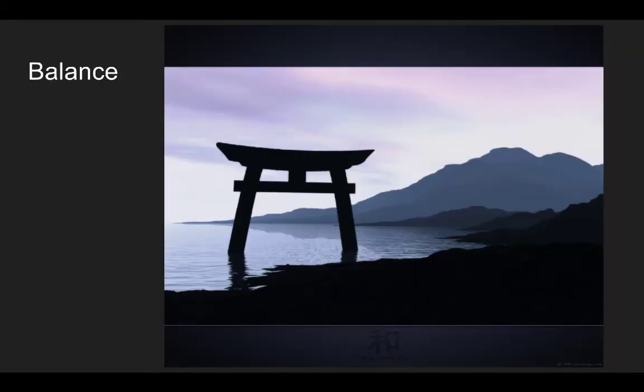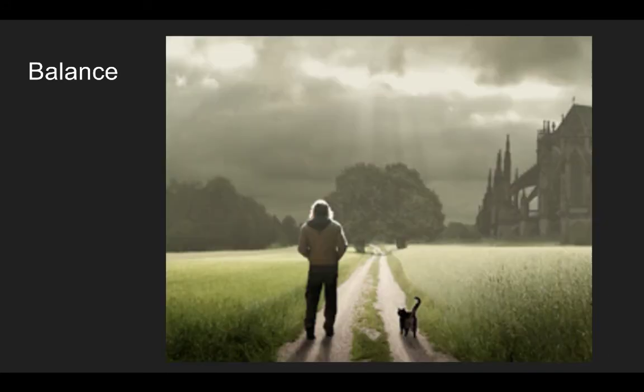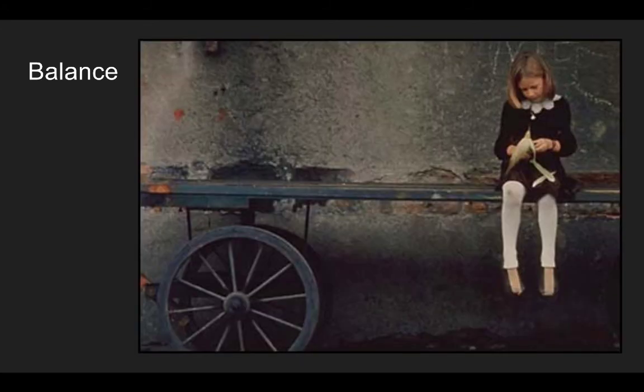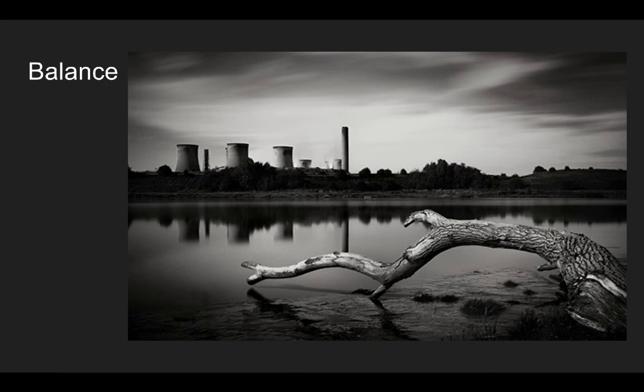Okay, balance. We have simplicity and emphasis going on there. We have the rule of thirds going on there. Okay, we also have some harmony going on there with the colors. And we have some simplicity there as well, and emphasis. And this is a great example of balance. It's also a great example of rule of thirds and some leading lines and things like that.